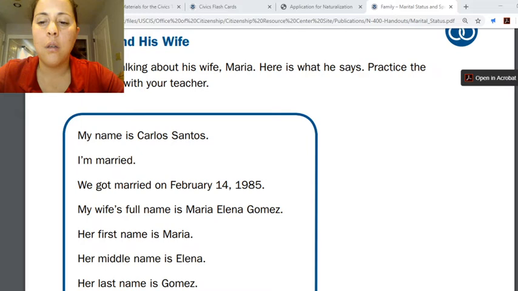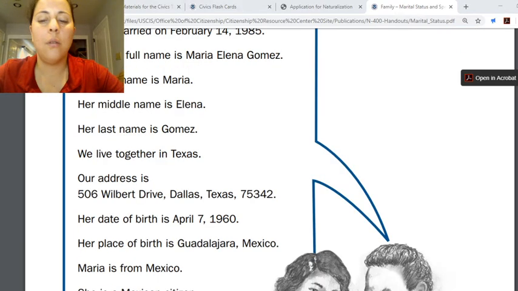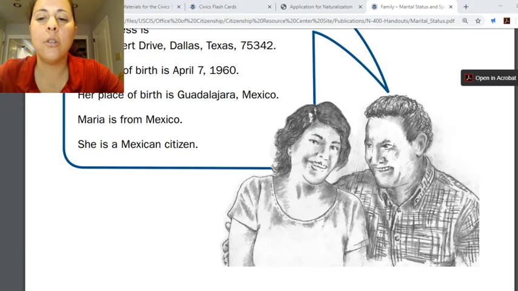What is Maria's middle name? Elena. Okay. What is her last name? Gomez. Where is she from? Mexico. What is her nationality? Mexican. What is her country of nationality? Mexico.